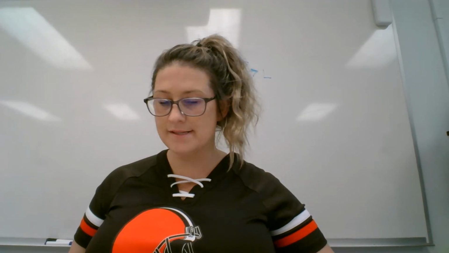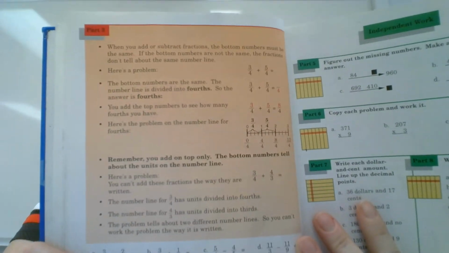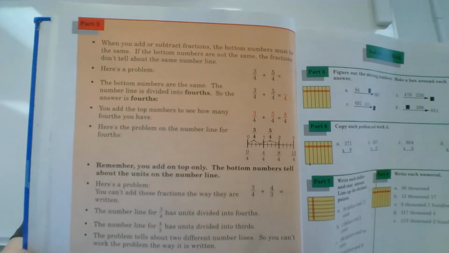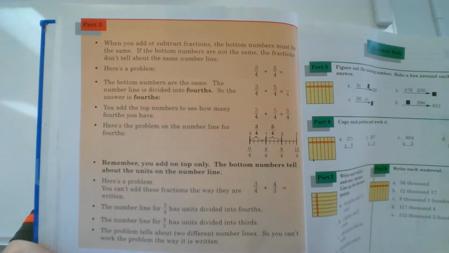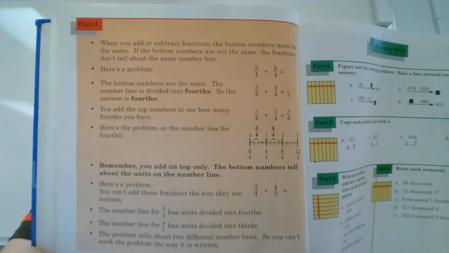I will read what it says in the box. Follow along. When you add or subtract fractions, the bottom numbers must be the same. If the bottom numbers are not the same, the fractions don't tell about the same number line.